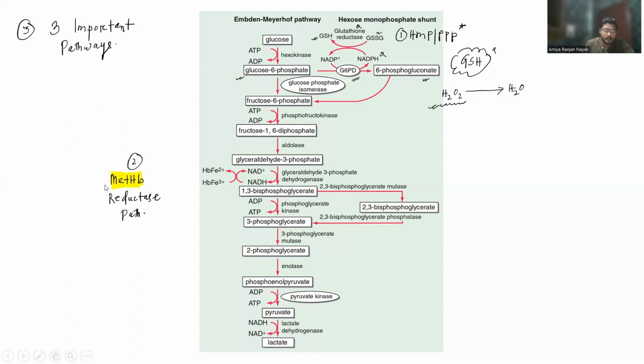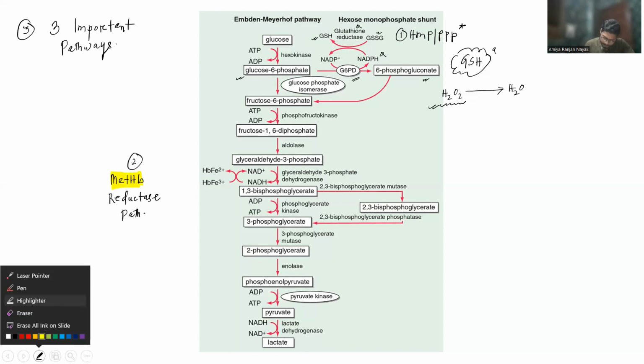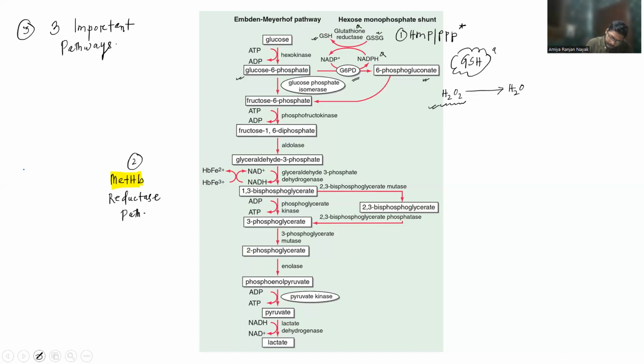So you must be knowing that normally hemoglobin contains the ferrous form of iron. But if this ferrous form is oxidized, it will become the ferric form. If the hemoglobin contains the ferric form of iron, this is known as methemoglobin.